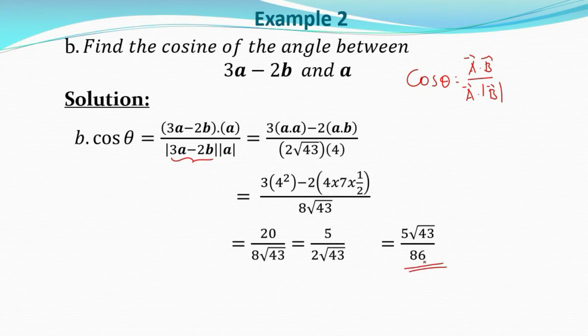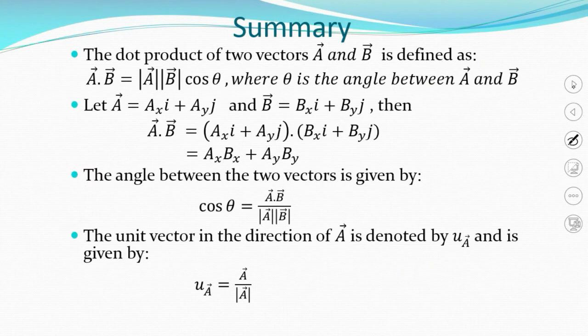This is the cosine of the angle between the vectors. So this is it. To summarize what we have seen today, the first one is the dot product. The dot product of two vectors is given by magnitude of a, magnitude of b, cos theta, where theta is the angle between the two vectors.